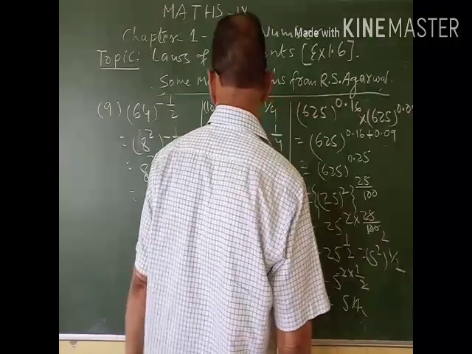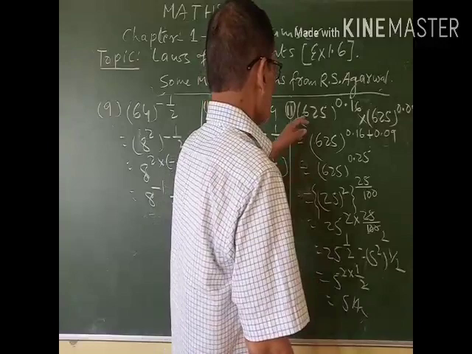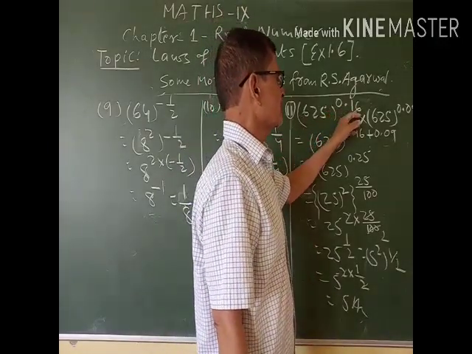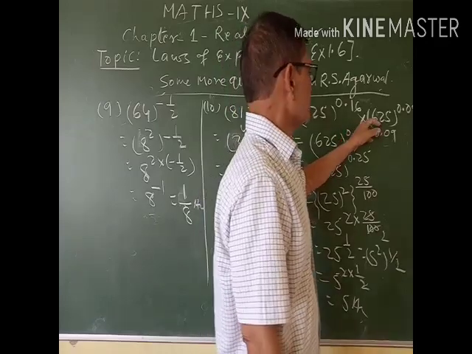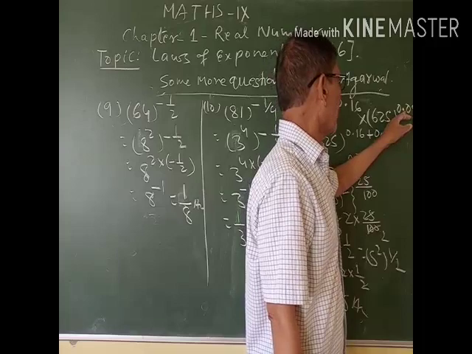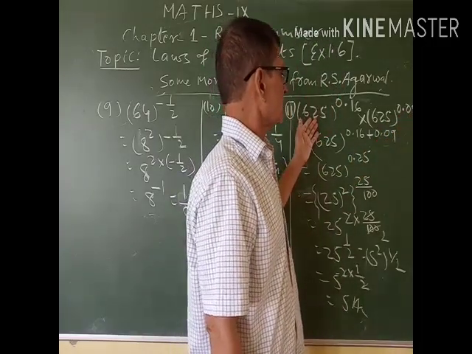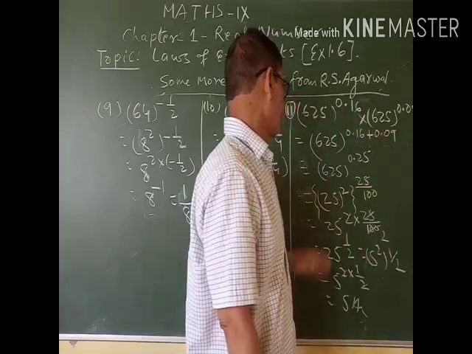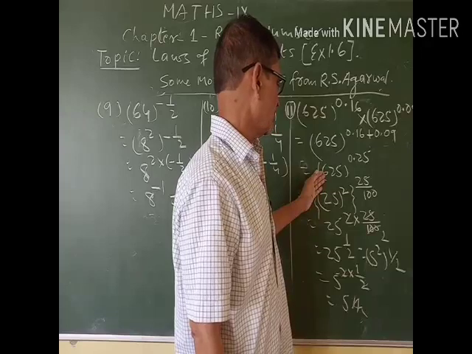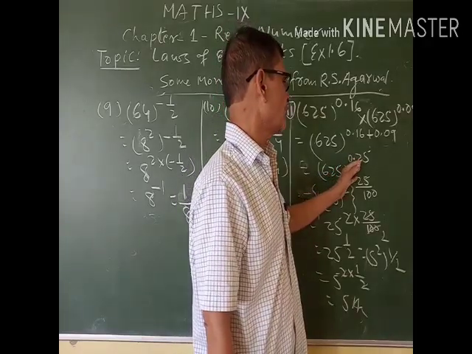Similarly, another question is question number 11. 625 to the power 0.16 into 625 to the power 0.09. You observe that the bases are same, so you can add the exponents, and this is how you will get 625 to the power 0.25.